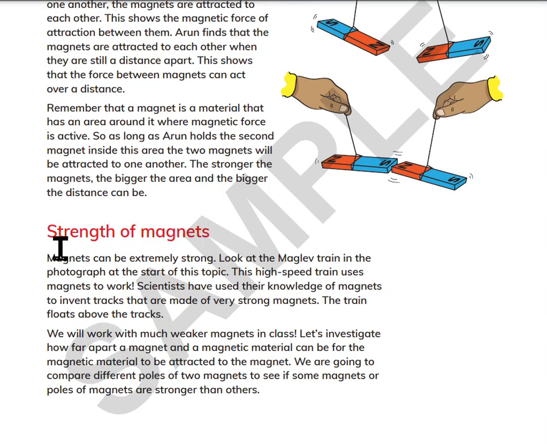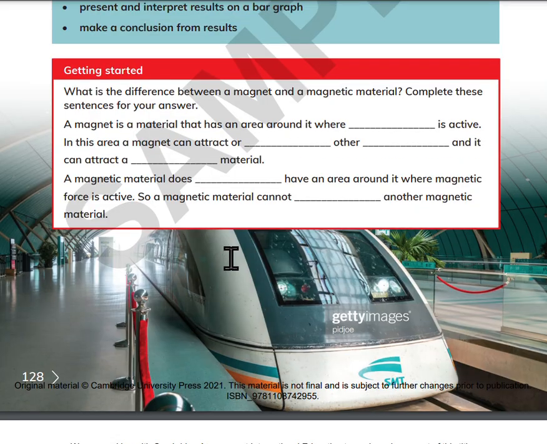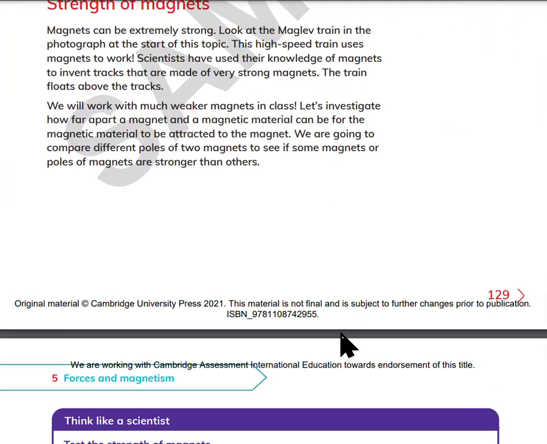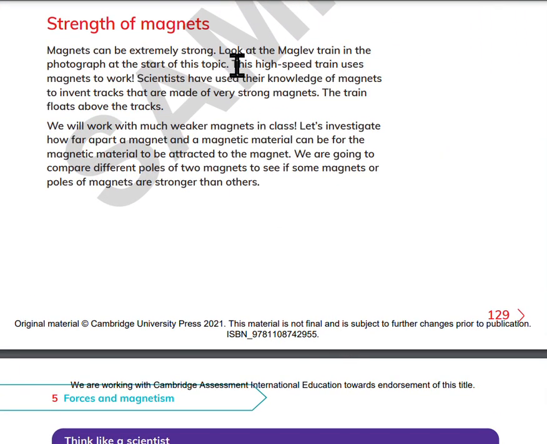Strength of magnets. Magnets can be extremely strong. Look at the maglev train in the photograph at the start of this topic. So that's a maglev train. This high-speed train uses magnets to work. Scientists have used their knowledge of magnets to invent tracks that are made of very strong magnets. The train floats above the track. We will work with much weaker magnets in class.